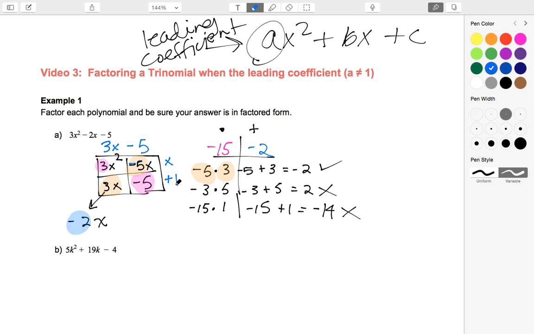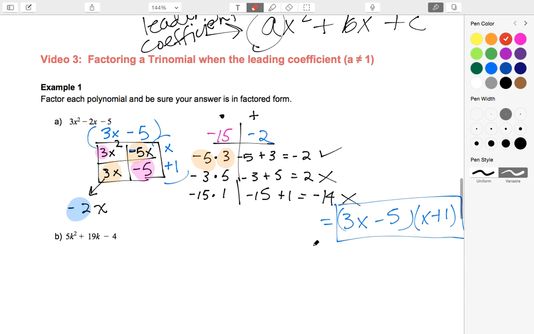Okay, let's just check this last corner here. Does 3x times positive 1 give me positive 3x? Yes. So these are my factors. So that's my answer. So my first guess happened to be right. So there we go, and there are my factors.